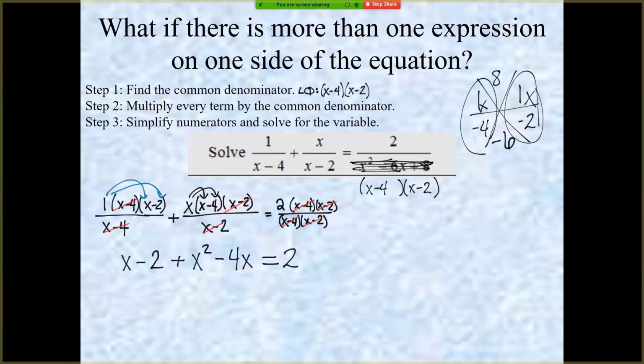So now when I look at this, the first thing I notice is I have this x squared right here, which means I have a quadratic. Anytime you end up with a quadratic, you want to move everything to one side and factor. So here I want to subtract 2 from both sides. When I rewrite it, I want to write it in standard form. So I want the x squared first. Negative 4x plus x is negative 3x. And then negative 2 minus 2 is negative 4. But now it equals 0.